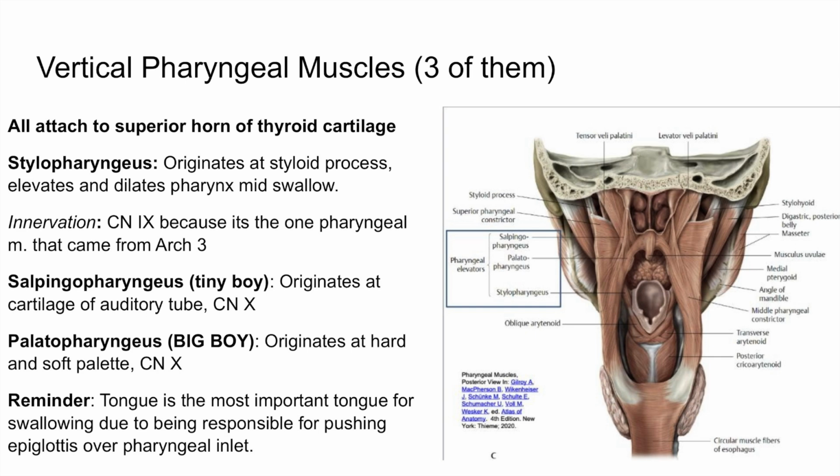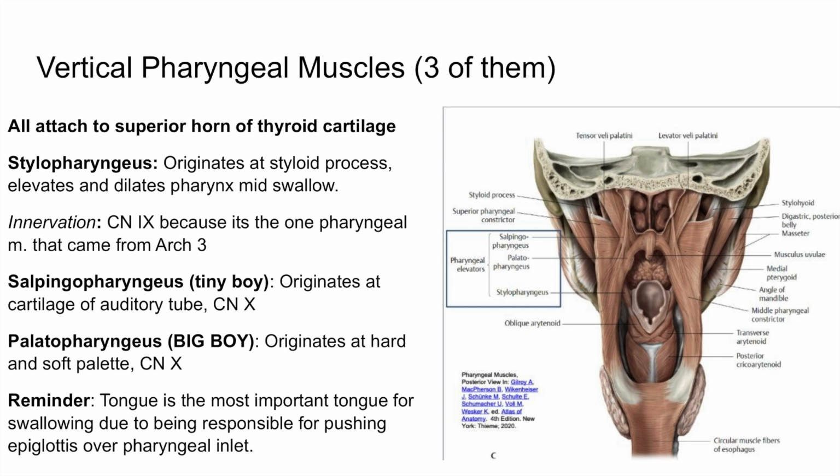So the stylopharyngeus is the most clinically important of the 3 because it's the only pharyngeal muscle not innervated by the vagus nerve. Instead, it is innervated by the glossopharyngeal nerve, reflecting its origin from pharyngeal arch 3, whereas the other ones are arch 4 derivatives, right? So stylopharyngeus originates from the styloid process and functions to elevate and dilate the pharynx, making space for the bolus as it moves downward.